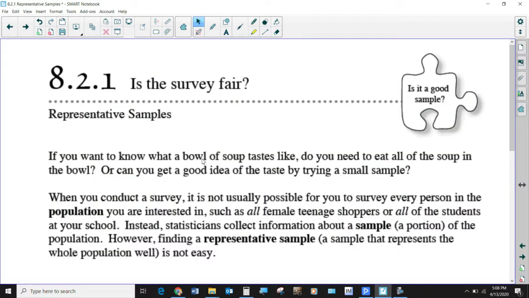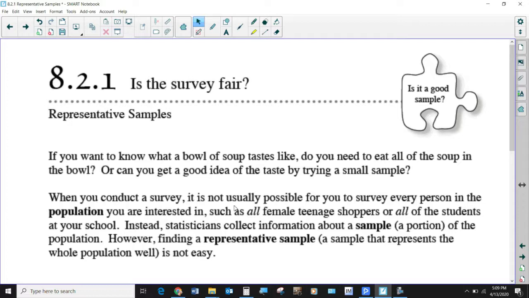Okay, so let's get moving on this. If you want to know what a bowl of soup tastes like, do you need to eat all of the soup in the bowl, or can you just try a spoonful? Just a small sample will tell you what the taste is. So that's kind of the idea. That's a very good analogy for how you just take a sample of the overall population. You don't need to ask everybody a question. You could just take a representative sample, and that should give you the results that you need.